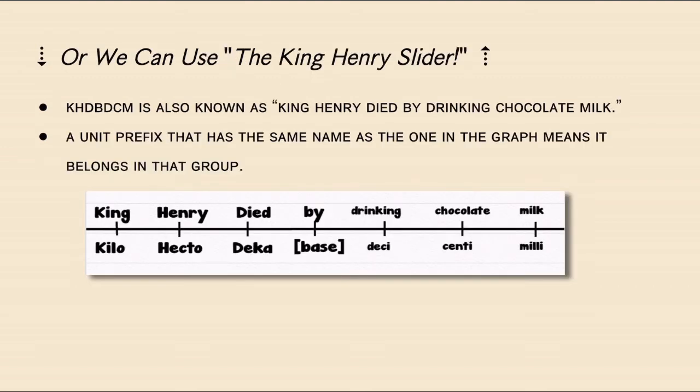Or you can use the King Henry slider. In this slider, the letters included are K, H, D, B, D, C, M. It is also known as King Henry died by drinking chocolate milk. K stands for the unit prefix kilo, H stands for hecto, D stands for deca, B stands for base or starting point, another D for deci, C for centi, and M for milli. A unit prefix that has the same name as the one in the graph means it belongs in that group. So kilometer will be in the kilo group, hectometer will be in the hecto group, and so forth.